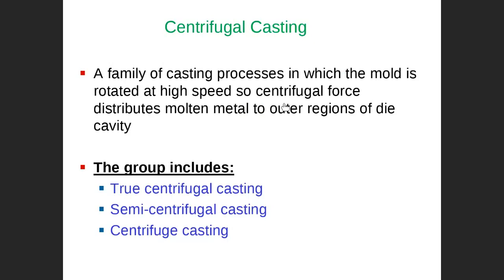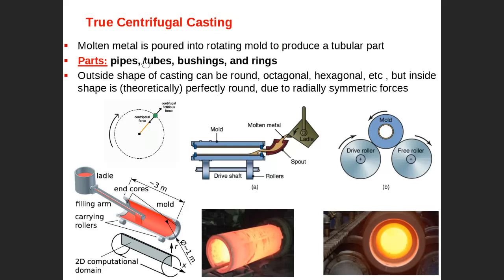Next is important, we call it centrifugal casting. Centrifugal casting comes from the centrifugal force. I will explain what that means. We have three groups of centrifugal casting: true centrifugal casting, semi-centrifugal casting, and centrifuge casting. One by one. True centrifugal casting happens when you rotate a certain part.